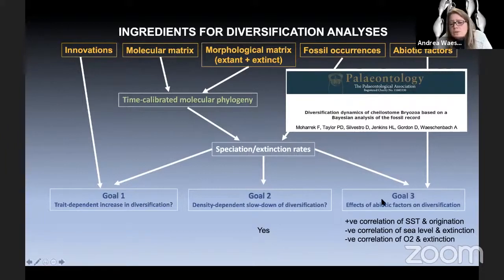And with regards to goal 3, we're seeing that we have a positive correlation of sea surface temperature and origination rate. We have a negative correlation of sea level and extinction rate, and a negative correlation of dissolved oxygen and extinction rate. So we're curious to find out what the results of the time-calibrated molecular phylogeny will give us. So, something to look forward to.